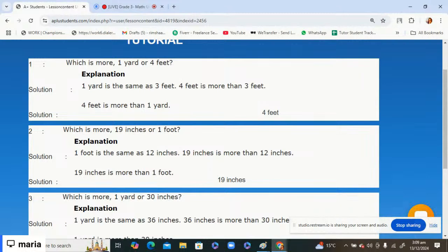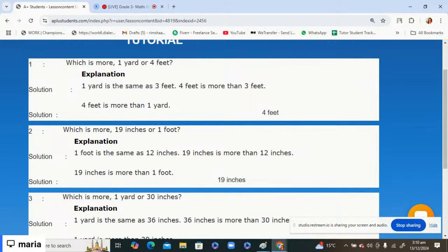Okay. Now let's do the next. In the next question, they are saying, which is more, 19 inches or 1 foot? As we know, 1 foot is equal to 12 inches. So 12, and here is the 19. So you can say that inches are greater as compared to foot.